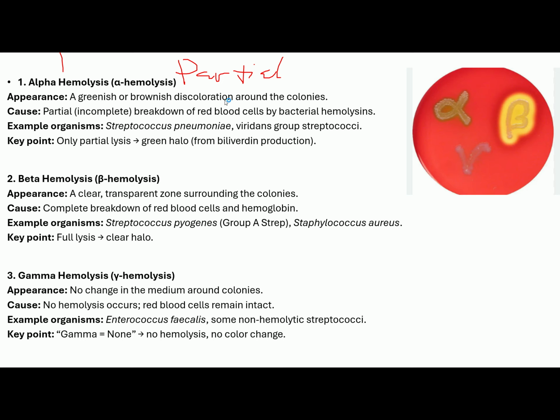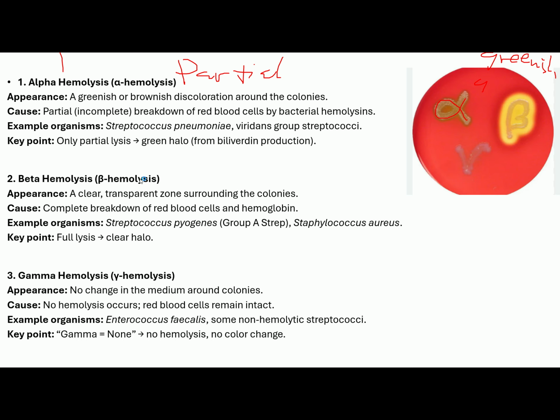Only partial lysis would produce a green halo from biliverdin production. So when you look at this colony that grew, when you streak it, it produces a greenish discoloration, kulay green. So that is the sign if it's alpha hemolysis. It shows a greenish discoloration. Let's go to the second one, the beta hemolysis.